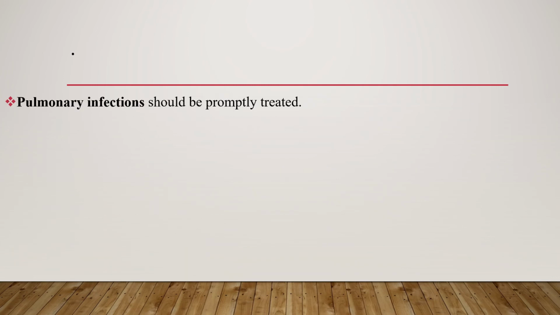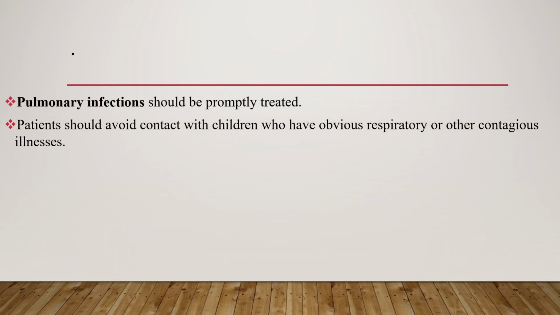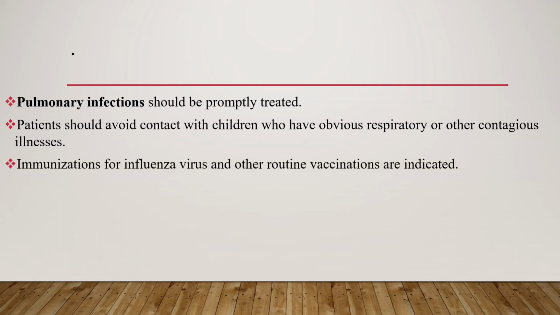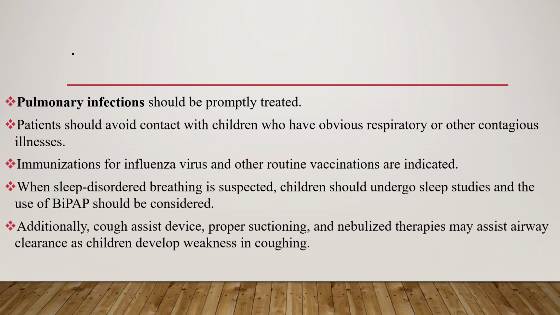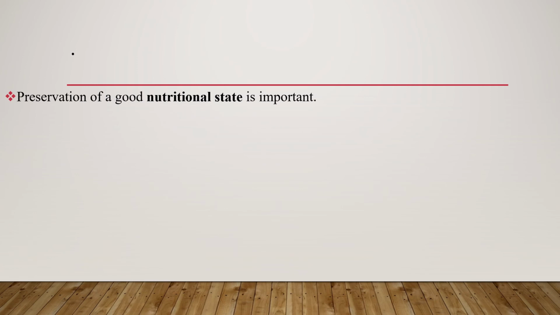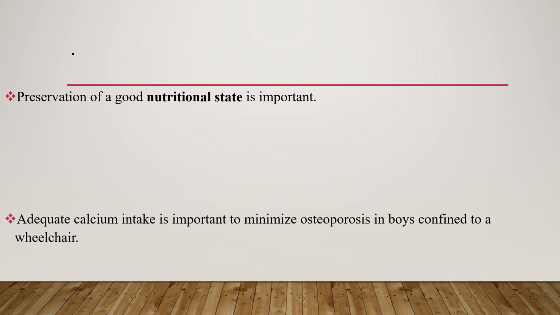Pulmonary infection should be promptly treated, and the patients should avoid contact with children who have obvious respiratory or other contagious illness. Immunization for influenza virus and other routine vaccinations are indicated. When sleep disordered breathing is suspected, children should undergo sleep studies, and the use of BiPAP should be considered. Additionally, a cough assist device, proper suctioning of secretions, and nebulized therapies may assist airway clearance as children develop weakness in coughing.